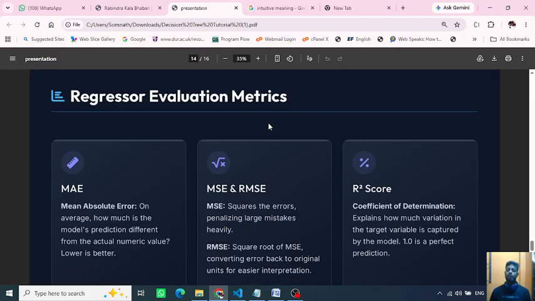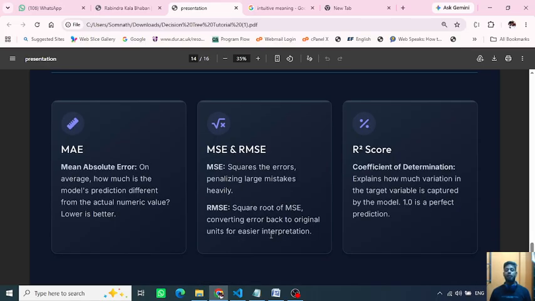And then regression evaluation metrics for the decision tree regressor, that is MAE, mean absolute error. On average, how much is the model prediction different from the actual numeric value? Lower is better for a good model. And MSE, mean squared error, penalizes large mistakes heavily. And RMSE, the square root of MSE, converts the error back to the original unit, so you can easily interpret the result.